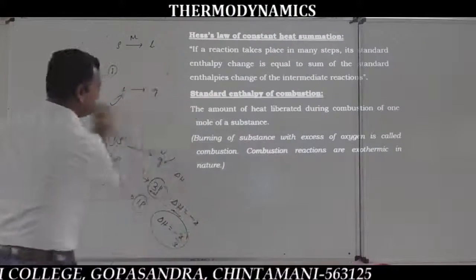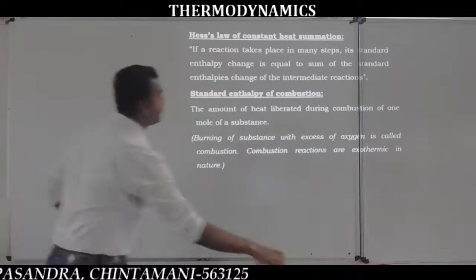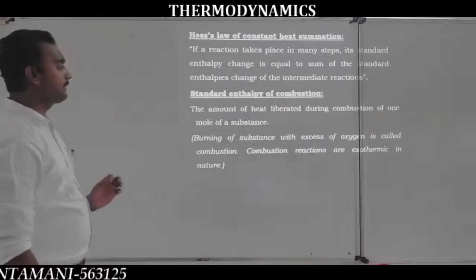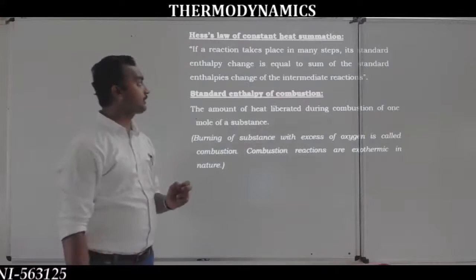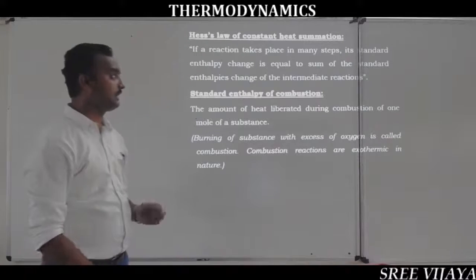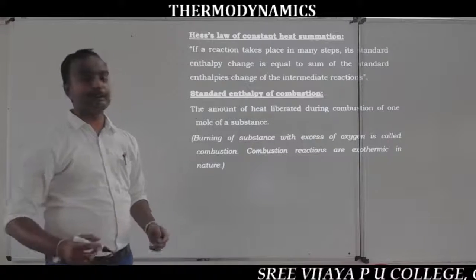So I continue the synopsis again. That one is Hess's law of constant heat summation, and next is known as standard enthalpy of combustion. So what is the Hess's law statement? That is, if a reaction takes place in many steps, its standard enthalpy change is equal to the sum of the standard enthalpy changes in the intermediate reactions.